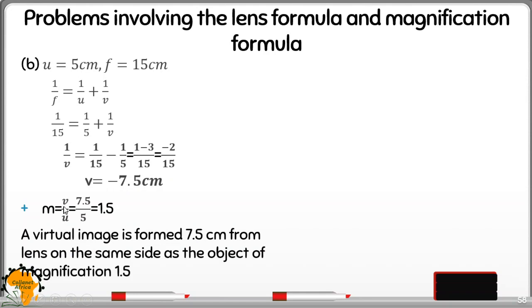The magnification, you just get V over U, you get 1.5. So our M is 1.5.